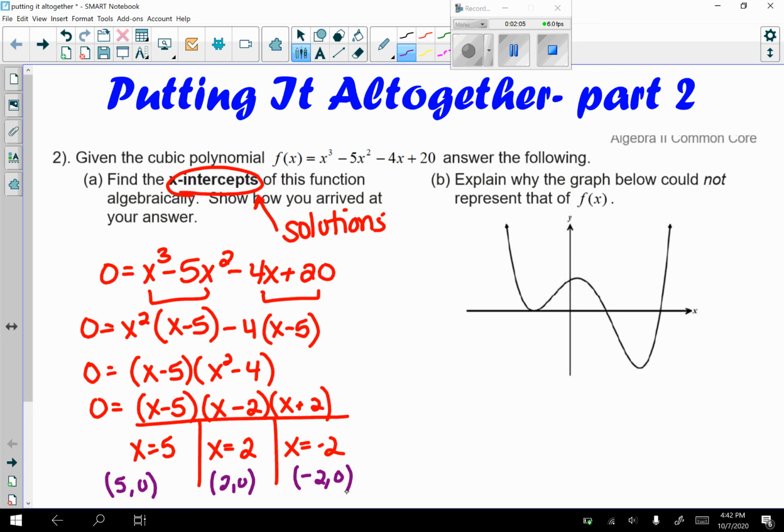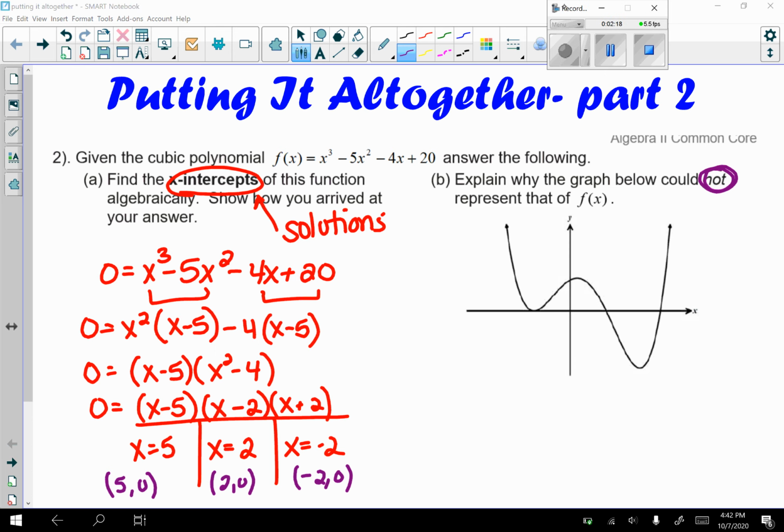Part B says, explain why the graph below could not represent that of f of x. So I could go straight to my calculator, I could type in my equation, and I could take a look at the graph and see that they don't match. But we want to just review some key concepts with polynomials. The first thing is I have an x cubed. So this is an odd degree. So odd degrees point in opposite directions. My arrows, my end behavior of my graph. In the graph shown here, my arrows point in the same direction. So that's the first thing I'm going to write.